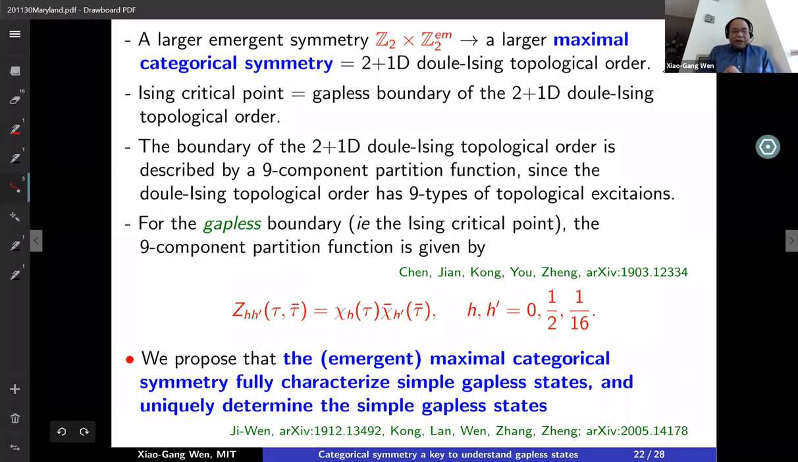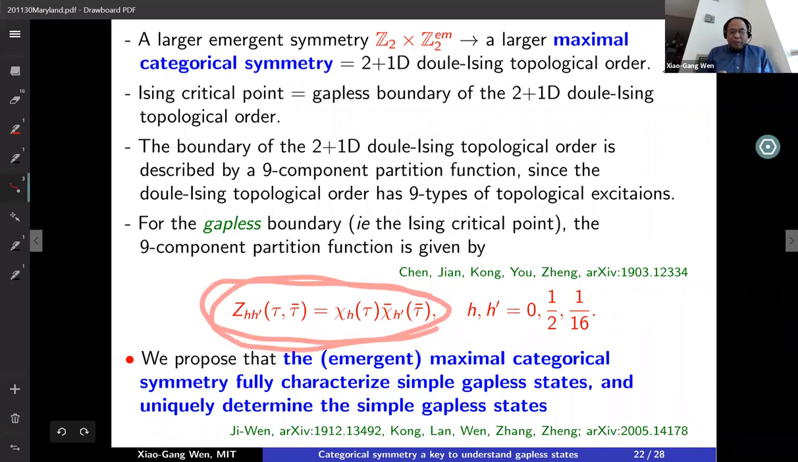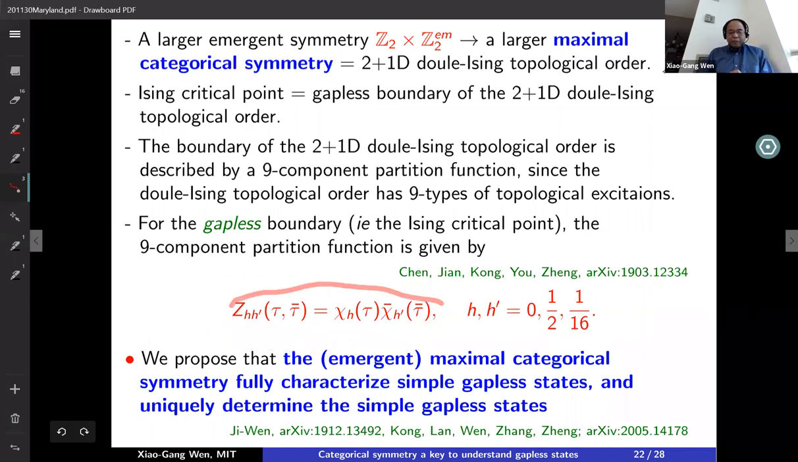the gapless boundary would have a 9-component partition function. It's labeled by H, H prime, with 3 choices each. And so this very simple form of a partition function is a gapless boundary with a maximum categorical symmetry.